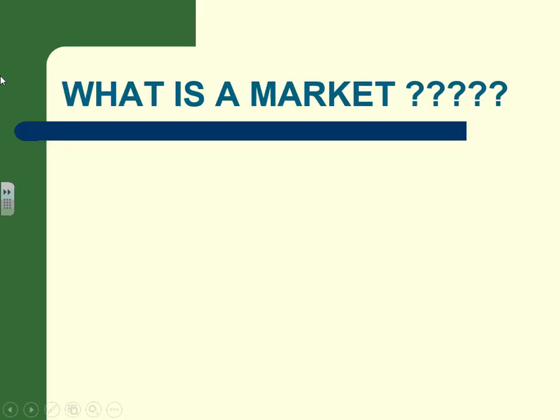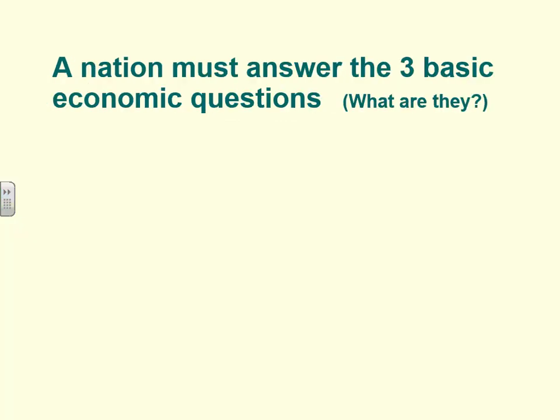So, we learned in the last unit that a market is not a physical place, that it's really an arrangement or an agreement between buyers and sellers. And we're going to discuss economic systems and how markets function in those systems.